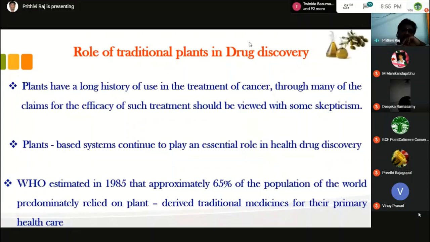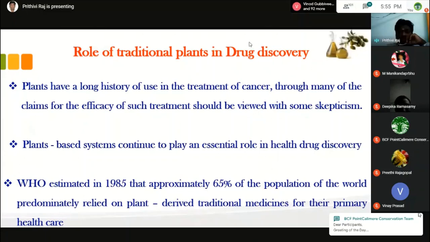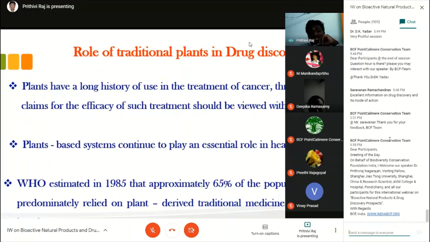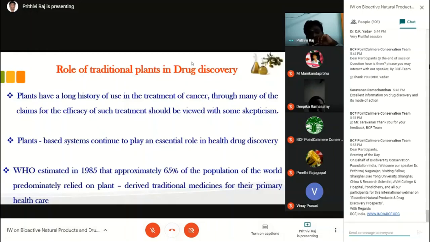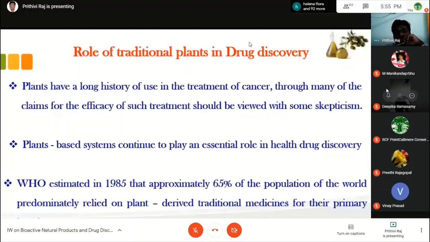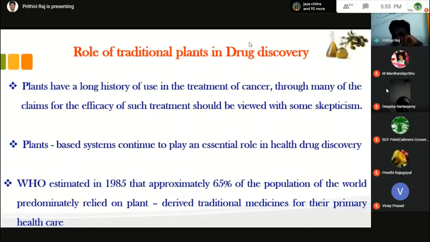You all know that plants have a long history of use in the treatment of cancer, though many of the claims for the efficacy of treatment could be viewed with some skepticism. For example, plant-based systems continue to play an essential role in health discovery. I told that now we are taking herbs and also green leaves in our routine life. They contain some flavonoids and some bioactive compounds. So it also has an essential role in health discovery.